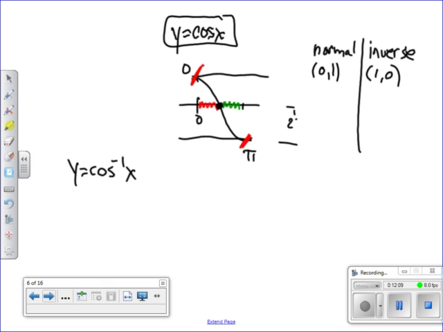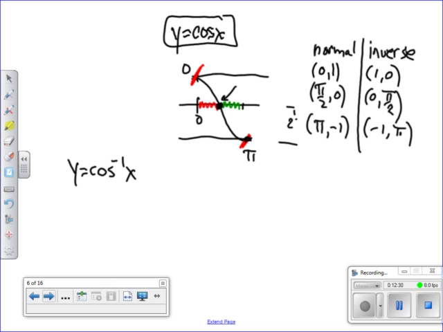This ordered pair right here is pi halves, 0 on the normal curve. It's pi halves, 0, so over here it would be 0, pi halves. This ordered pair right here is pi, negative 1. That's pi, negative 1, so over here it would be negative 1 and pi, okay? So if I were to sketch this, this is now going to be 1, this is going to be minus 1, and I'm going to be up here at pi and there at 0, okay?